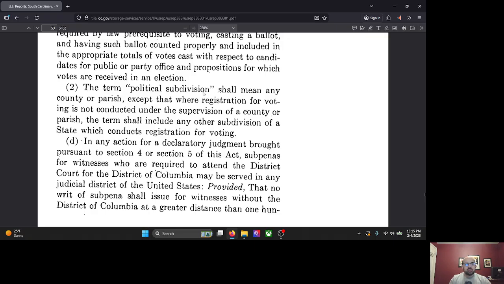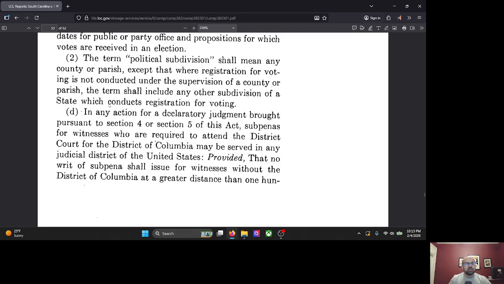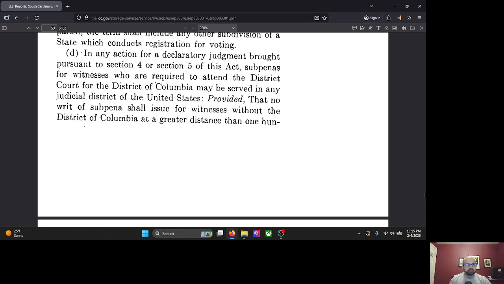2. The term political subdivision shall mean any county or parish except that where registration for voting is not conducted under the supervision of a county or parish. The term shall include any other subdivision of a state which conducts registration for voting.